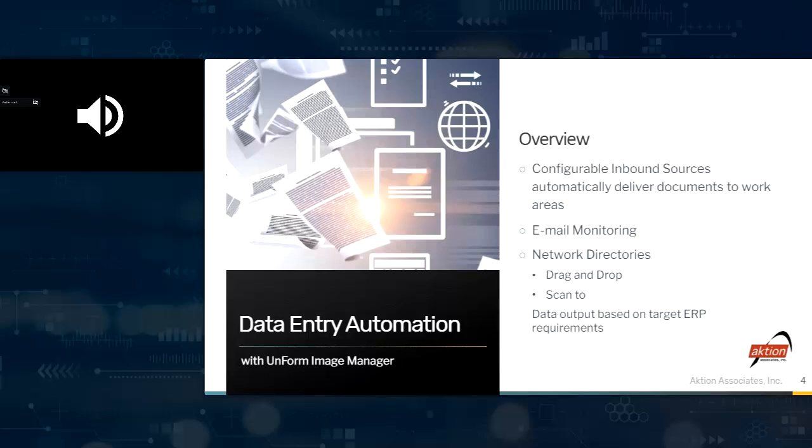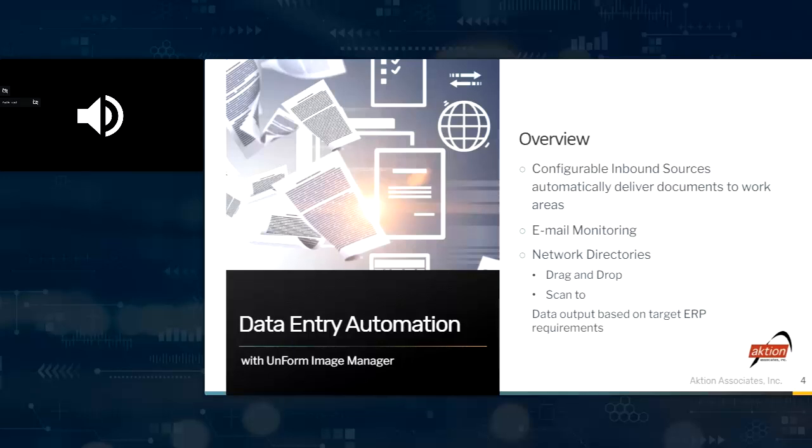An inbound source monitors either an email box or boxes, and you can have aliases. So you could have one email box and multiple aliases to move things around. Or it could be a network directory that you're dragging and dropping stuff into, or scanning stuff to. So if you're scanning warehouse packing slips from your suppliers, you can hit the shortcut on a scanner and scan to a specific directory that's been configured to process those documents for you automatically.